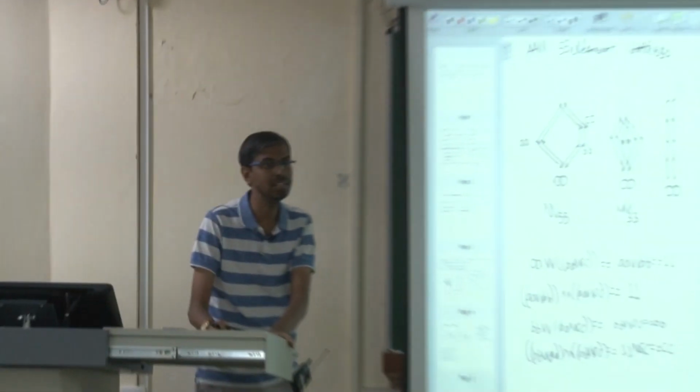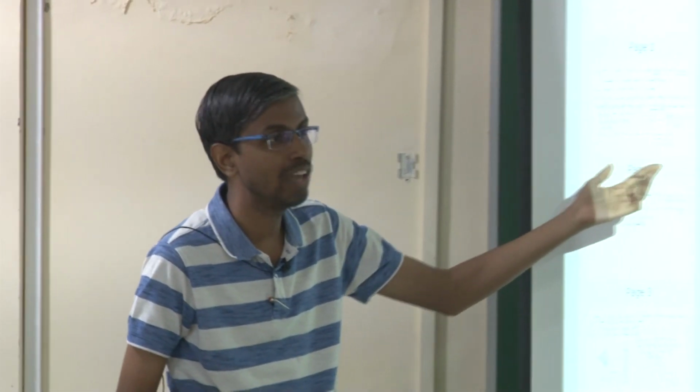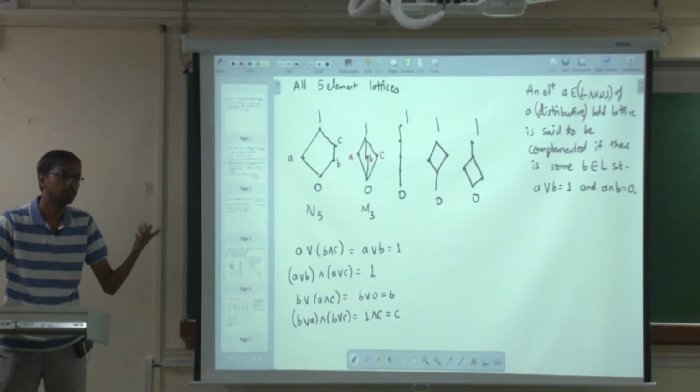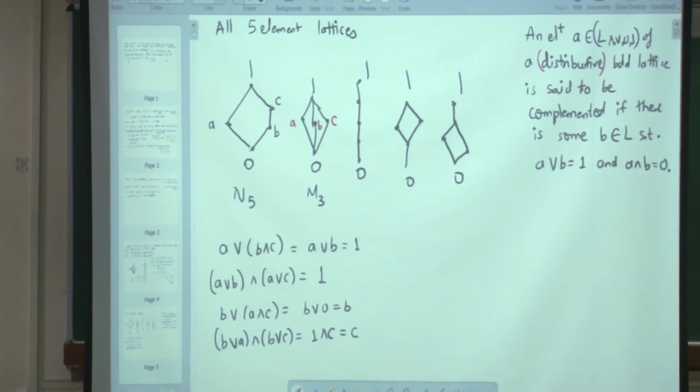Okay. On Monday we will start with this, the complemented lattices. What about M3? Does it have complements? Yes. What is the complement of 0? Nothing? 1. Complement of 0 is 1, complement of 1 is 0, and it is always unique. Then complement of A is B or C. Yeah, and similarly complement of B is either A or C.